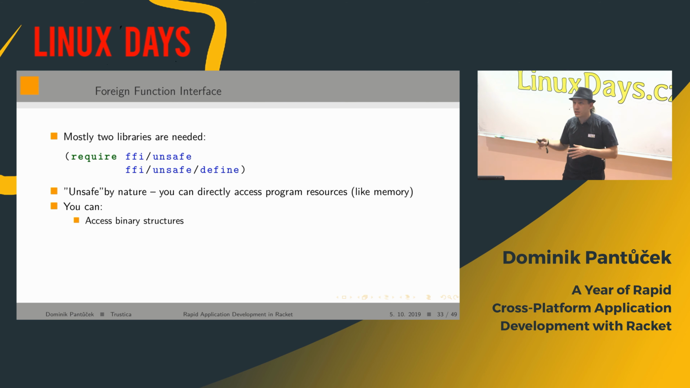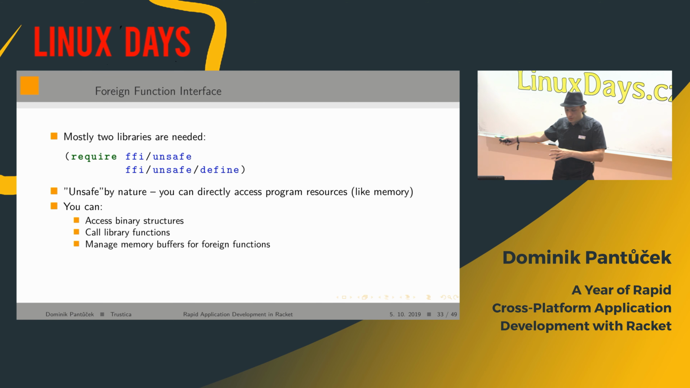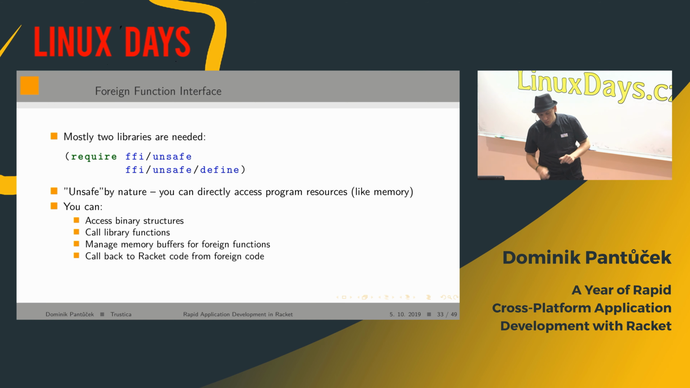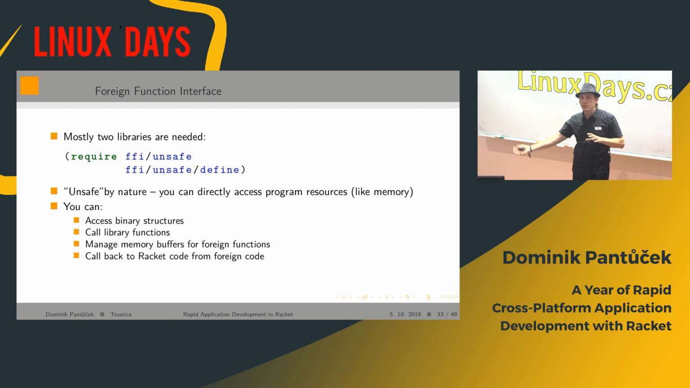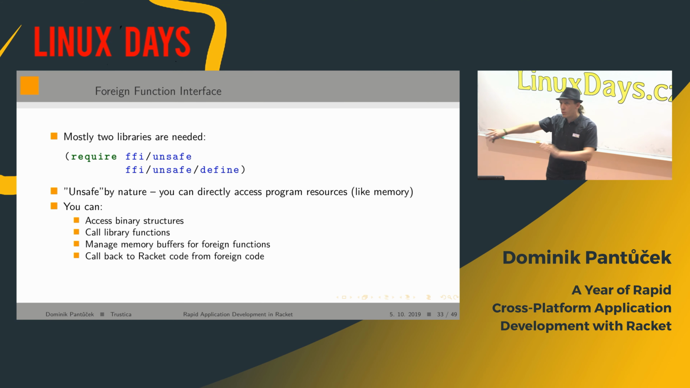You can access binary structures like those in C libraries. You can call a C library function. You can manage memory buffers manually. You don't need to rely on a garbage collector. You can say basically memory allocate, memory release, and it works. Or you can allocate memory and let the garbage collector take care of the release of resources. It's pretty cool. And you can even call back from your C functions to the Racket code without programming any C. It's also pretty cool.